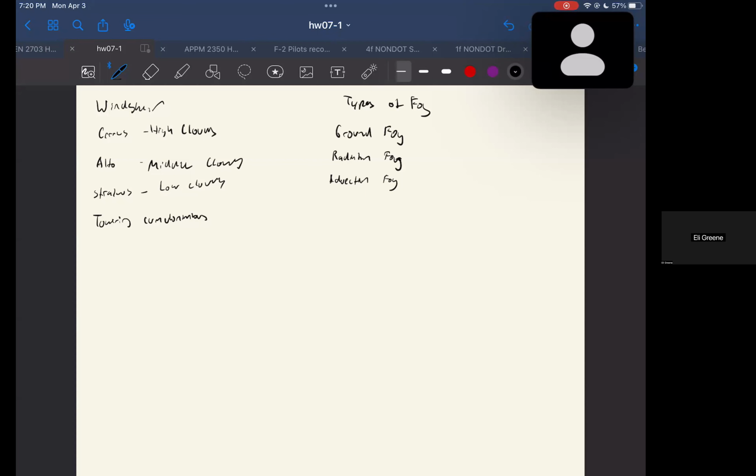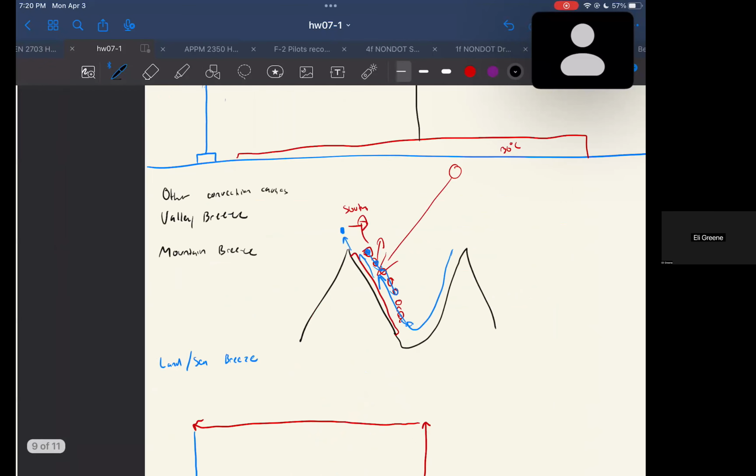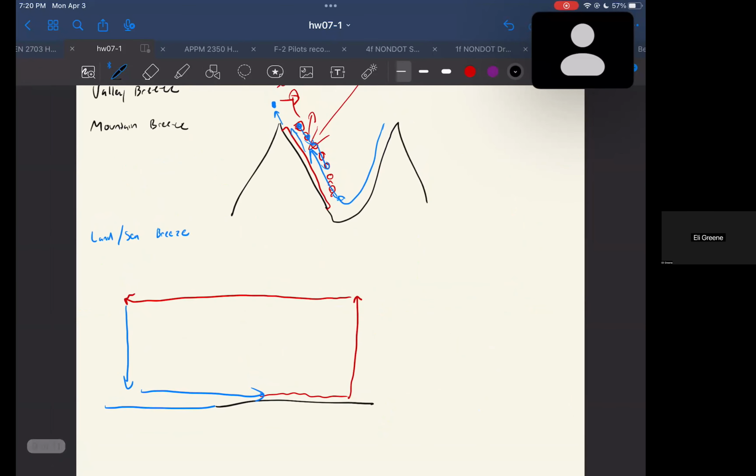Advection fog is essentially where you have what we talked about with the land sea breeze. If you're on the coast, you might have moist air from the water that gets pushed over a colder surface. So at night, moist air comes from the water, gets pushed over the land, and it'll create fog just along the coast.